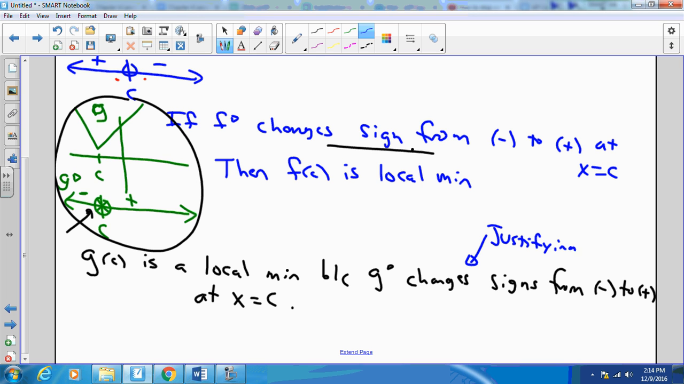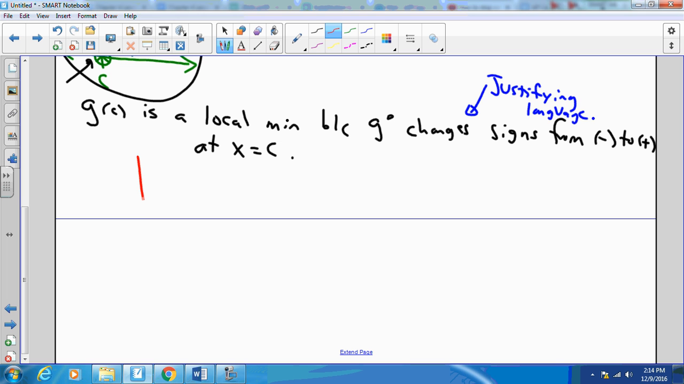And this justifying language comes straight from our theorem. Well, are there any other possibilities besides changing sign from plus to minus or changing signs from minus to plus? You say yes. What other possibilities could there be? The sign doesn't have to change. That's right. The other possibility is my sign doesn't change. It could be positive on both sides of the critical point or negative on both sides of the critical point.